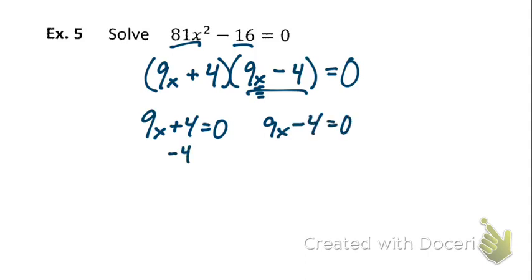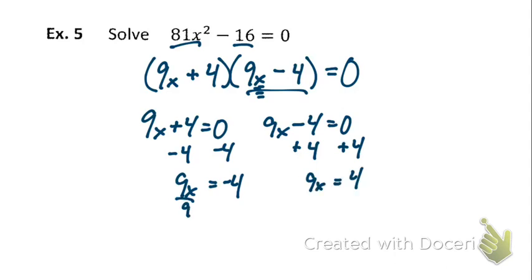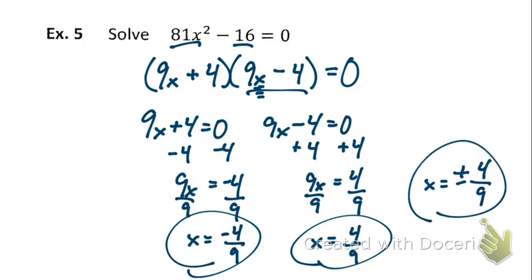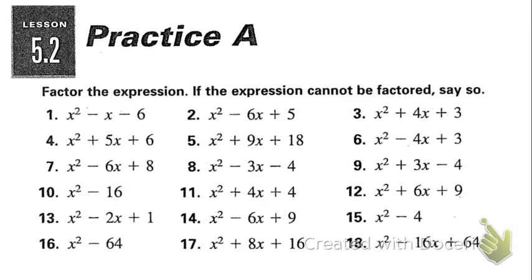I'm going to subtract 4. I'm going to add 4 over here. I get 9x equals negative 4, and 9x equals 4. I'm going to divide both sides by 9. x equals negative 4/9, and x equals positive 4/9. And if you're saying to yourself, couldn't I just write that answer, x equals plus or minus 4/9? Absolutely. You go ahead and be my guest. Okay.